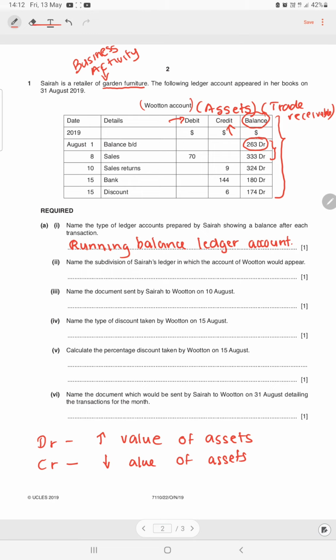So as you can see, instead of balancing ledger accounts at the end of the month or end of an accounting period, which honestly can be quite a difficult task to do.